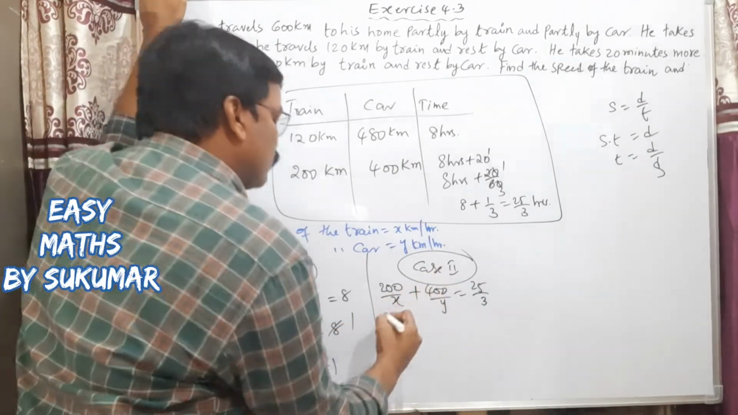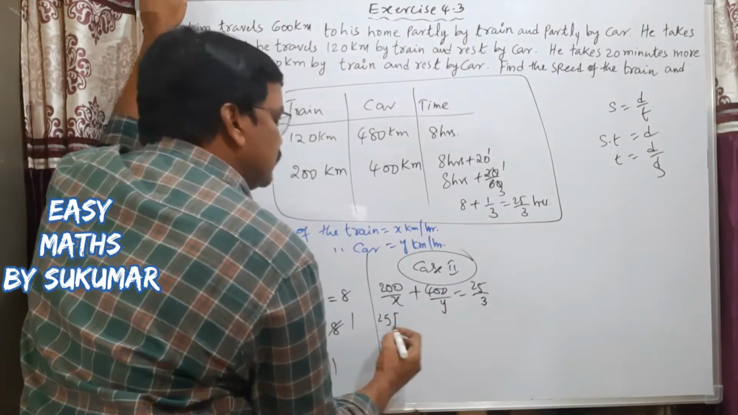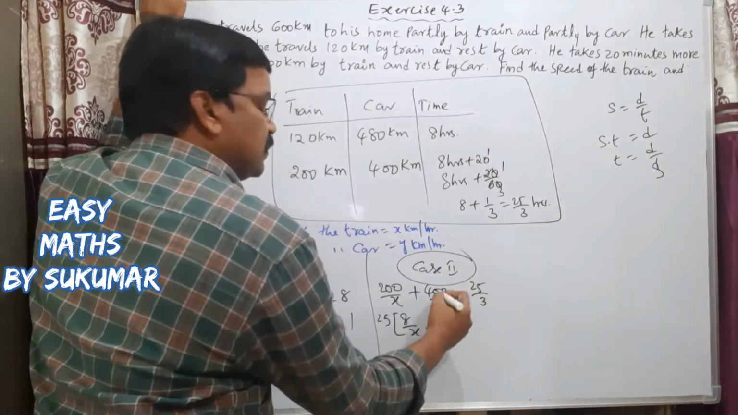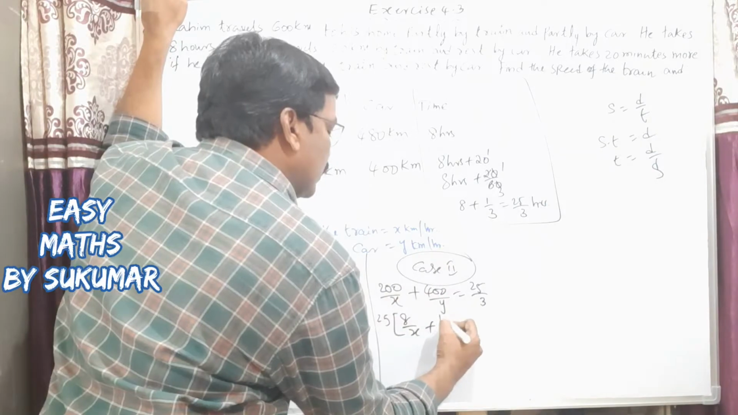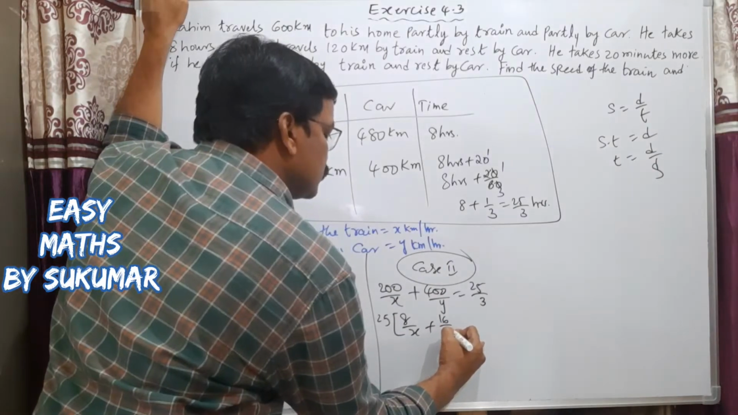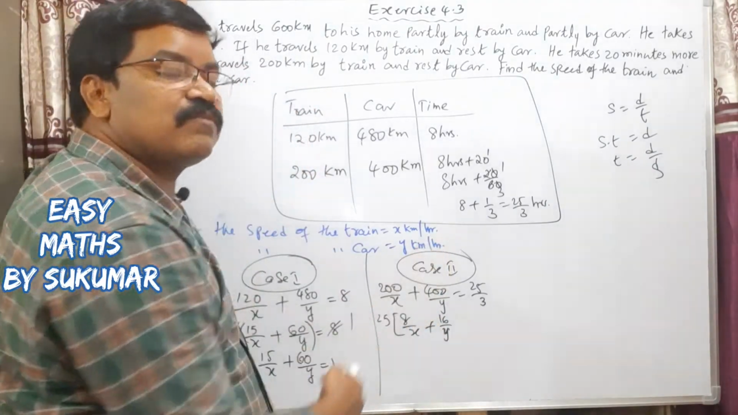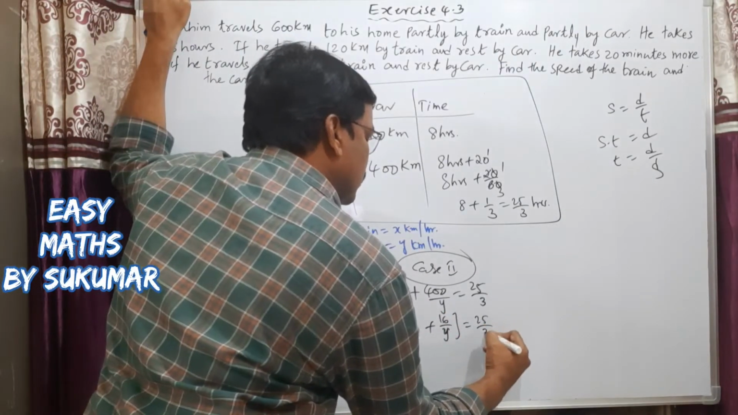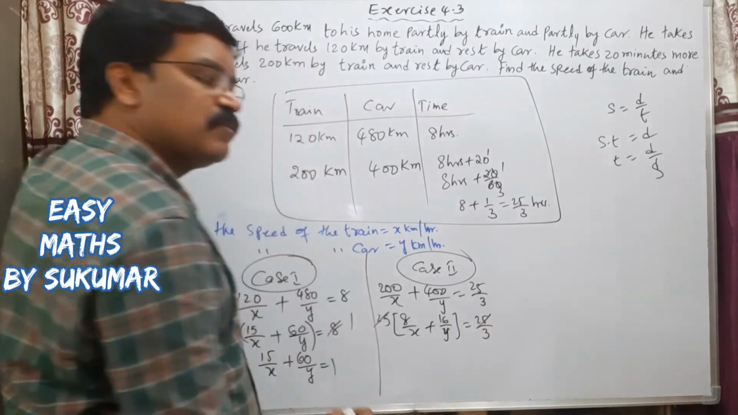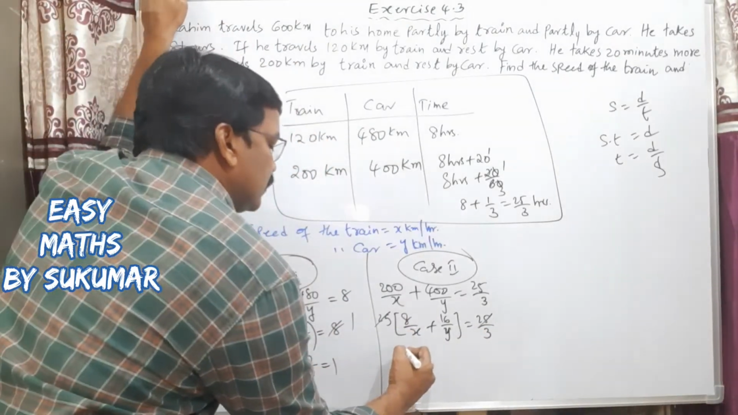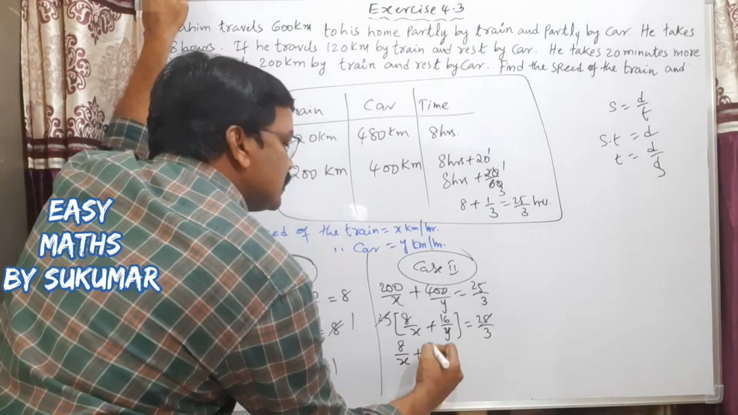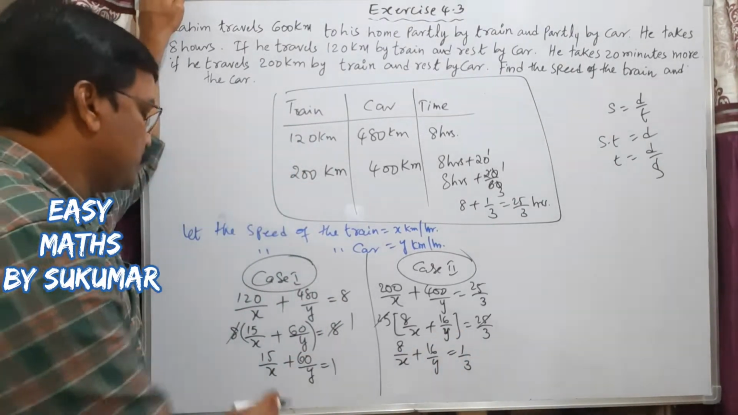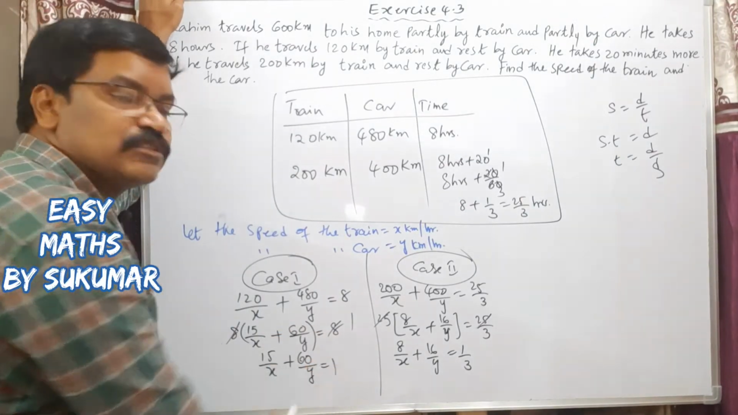Similarly here, if you take 25 as common, then 8 by x plus 16 by y, 25 16s are 400, is equal to 25 by 3. Now just cancel this 25 and 25. Now my dear students, finally we have 8 by x plus 16 by y is equal to 1 by 3. Here also 15 by x plus 60 by y is equal to 1.